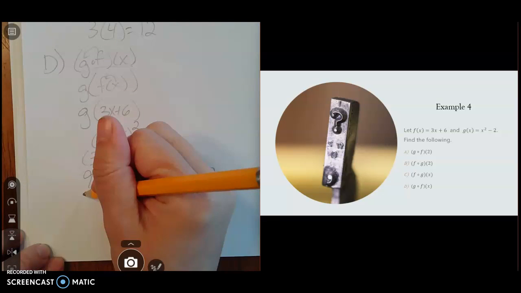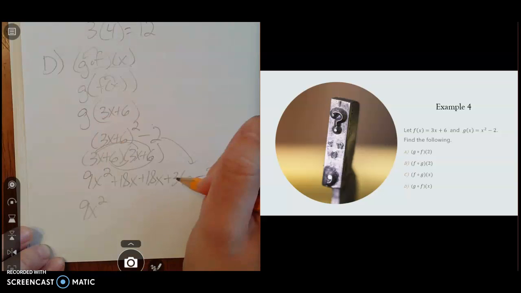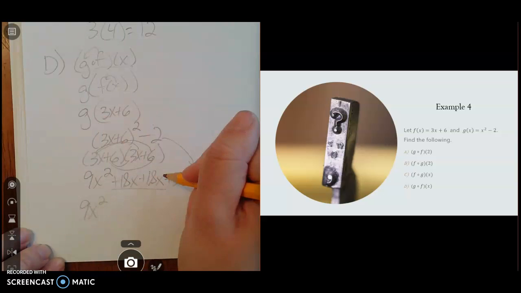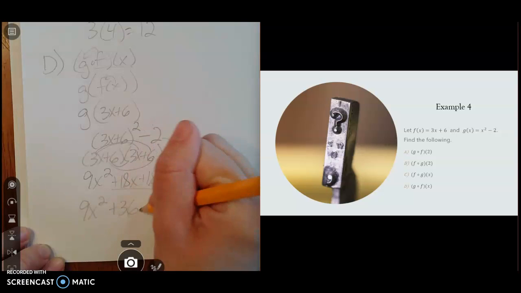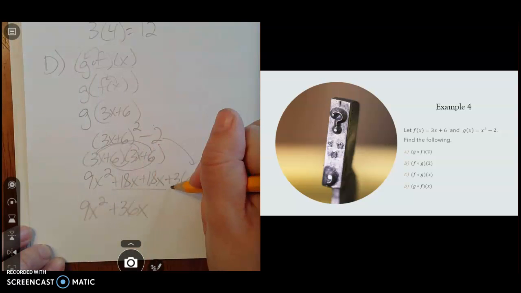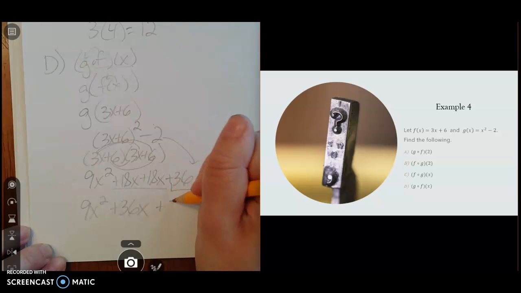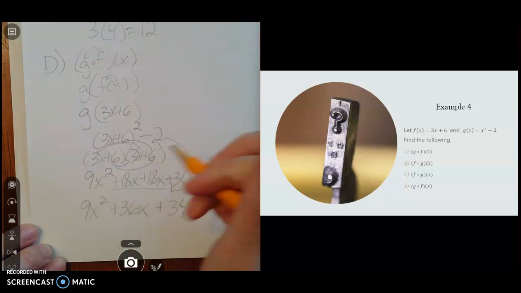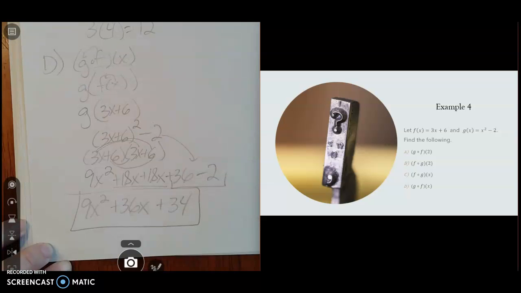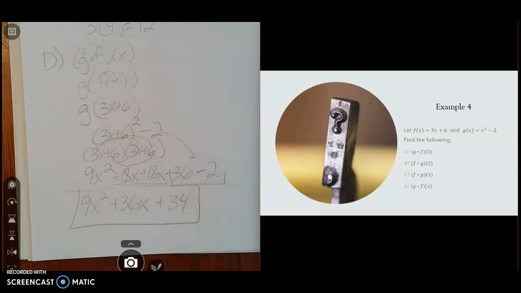Combining like terms, 9x squared is the only x squared. But we've got 18x plus 18x, which is 36x. And then we've got this 36 minus 2, which would be a positive 34. So this would be the expression for g of f of x.